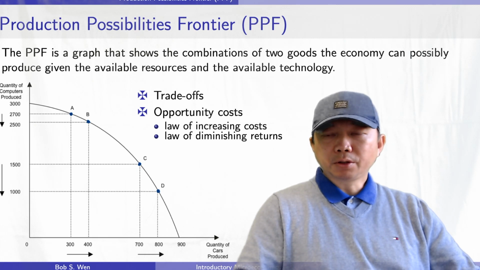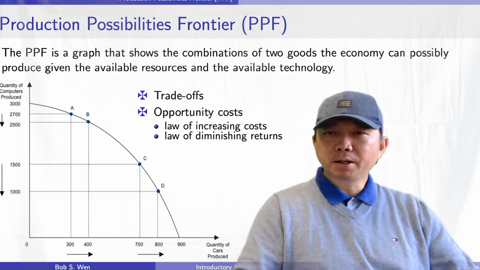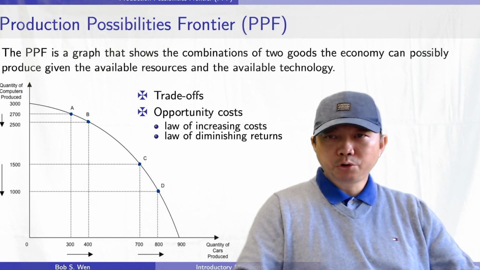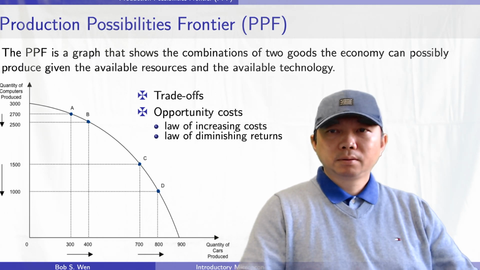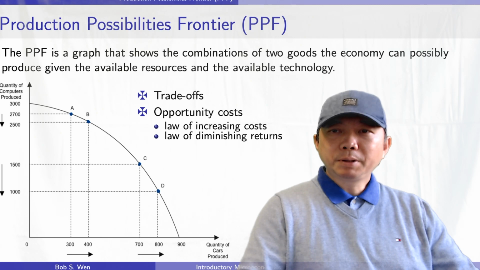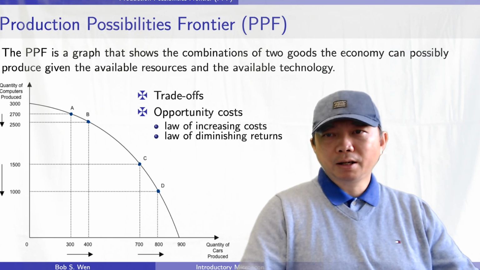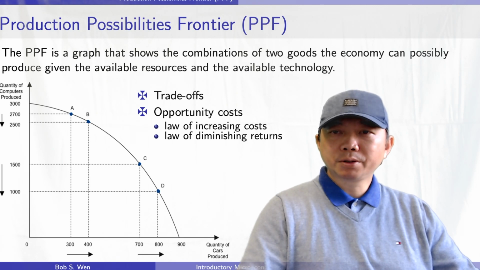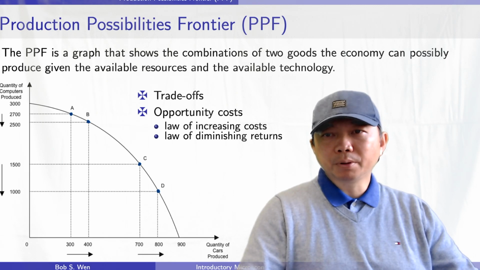It determines the shape of the production possibilities frontier. It's not a straight line, but a curve concave to the origin. The production possibilities frontier shows the maximum combinations of outputs that can be produced from a given amount of input.